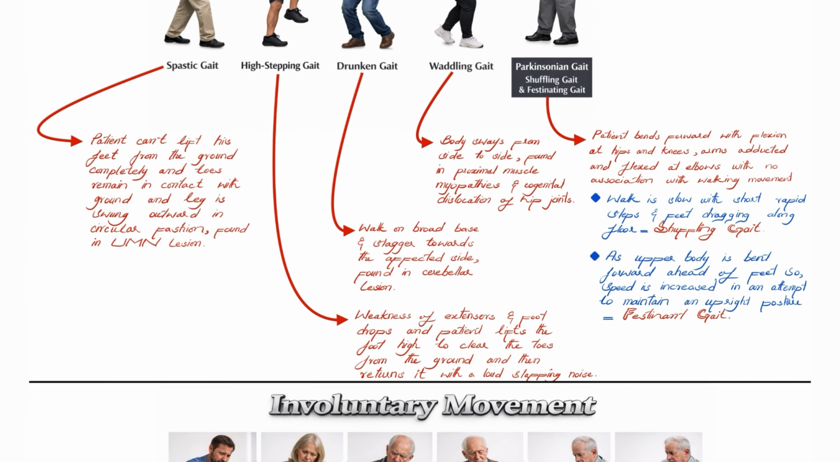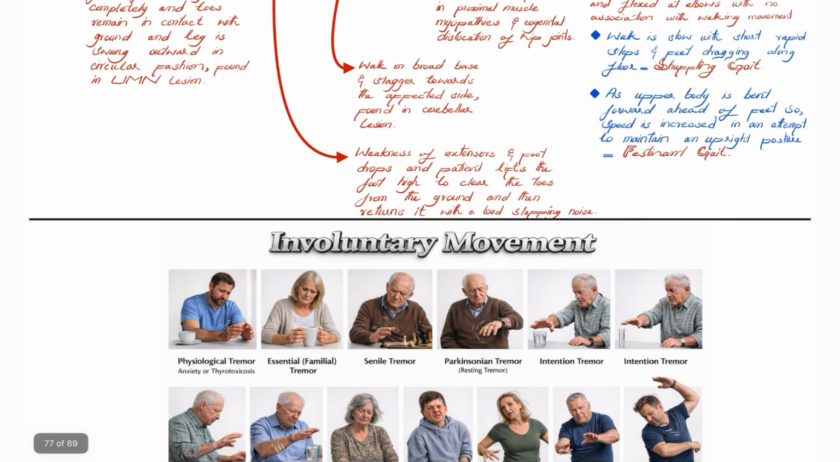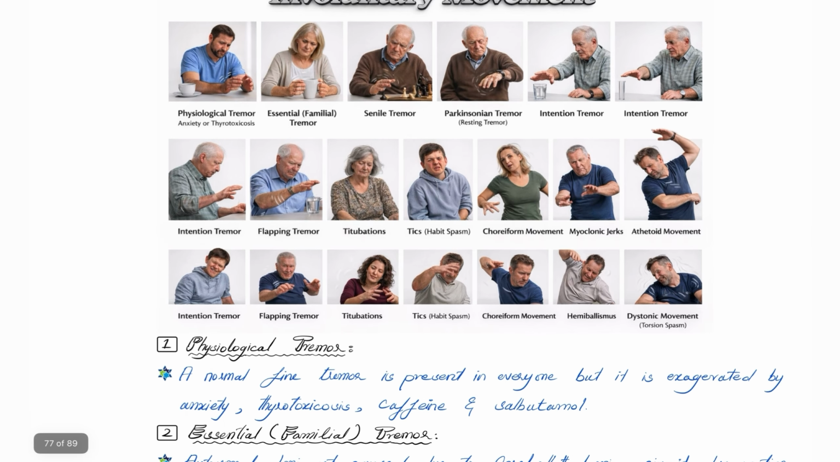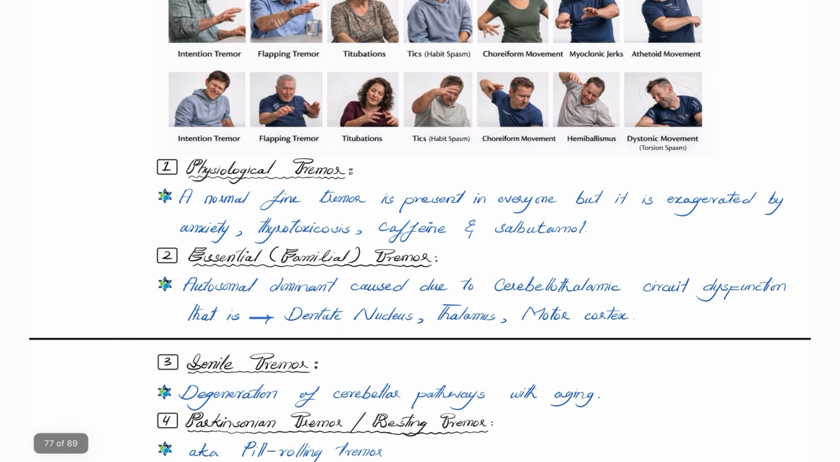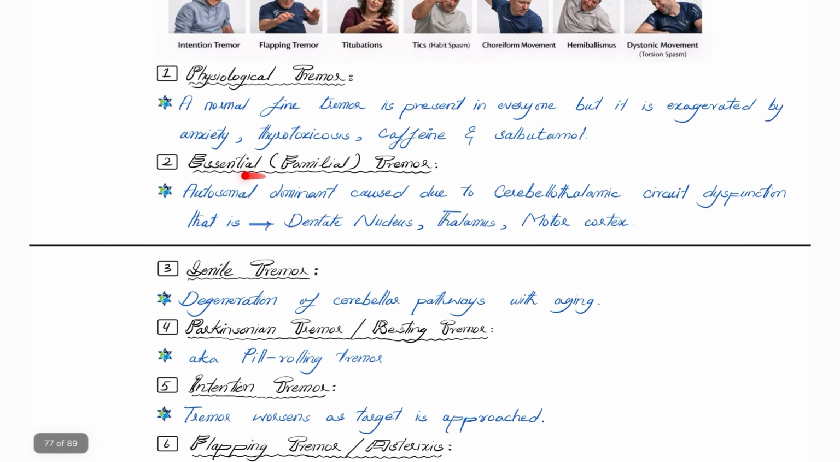Now let's talk about some involuntary movements. The first one is physiological tremor. It is a normal fine tremor which is present in everyone, but it is exaggerated by anxiety, thyrotoxicosis, caffeine, or salbutamol ingestion or administration. The second involuntary movement is called familial tremor or essential tremor.